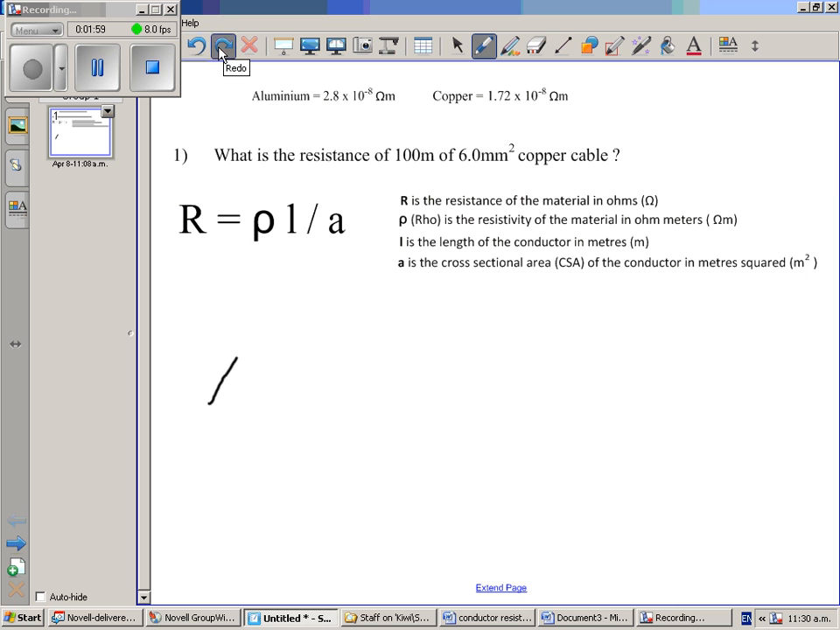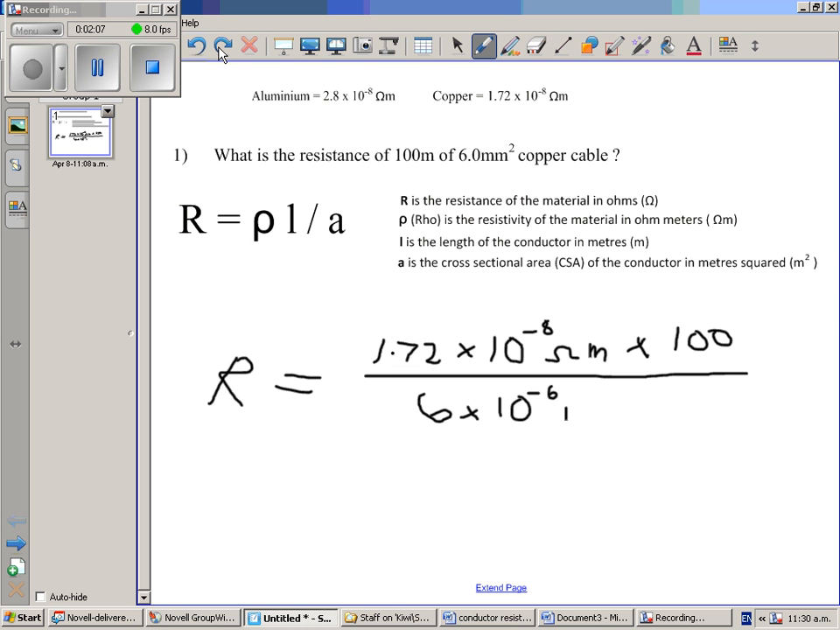Okay, let's put some quantities into the formula. So we're going to put rho there, 1.72 by 10 to the negative 8 ohm meters times 100 meters, and we're going to divide that by the area of the cable, which is 6 by 10 to the negative 6 meters squared. It's really important that we times it by 10 to the negative 6 to convert from millimeters squared to meters squared.